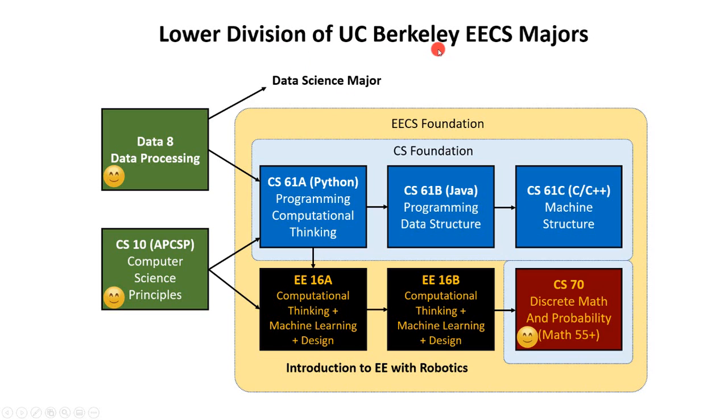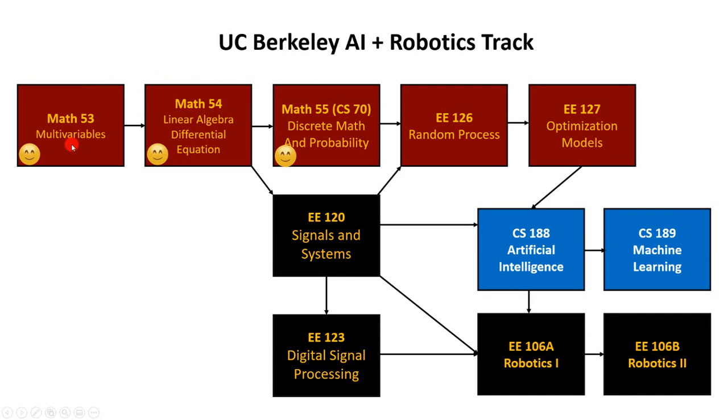So take UC Berkeley as an example. You will need to take EE16A and B, and these two actually are focused on signal, circuit, and system. And you also need to take CS70, the discrete math. And in the robotics track, you need to take EE53, 54, 55. 55 can be replaced by CS70, random process and optimization modeling, and EE120, signal and system, EE123, digital signal processing, and then EE106, A and B, robotics.